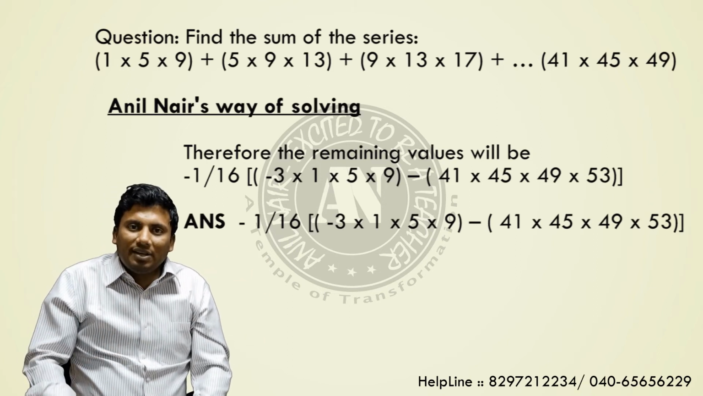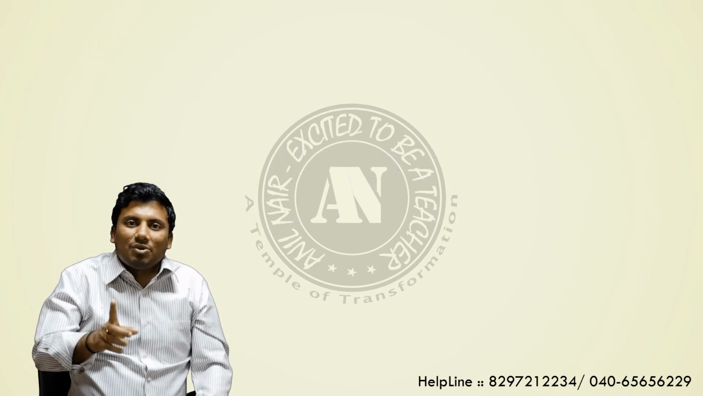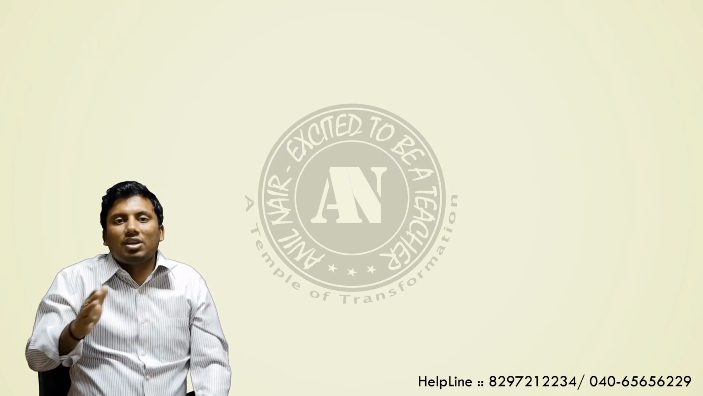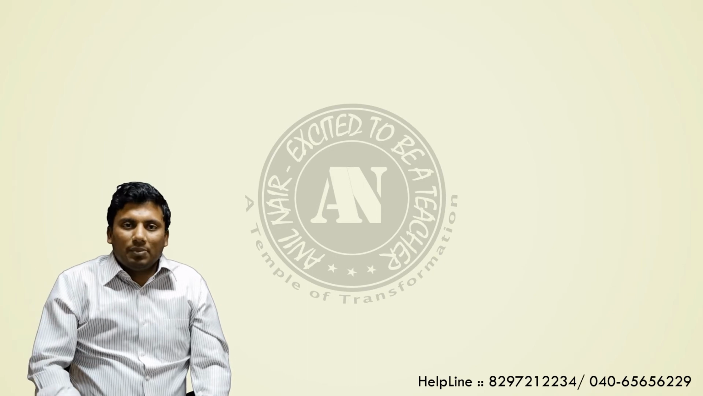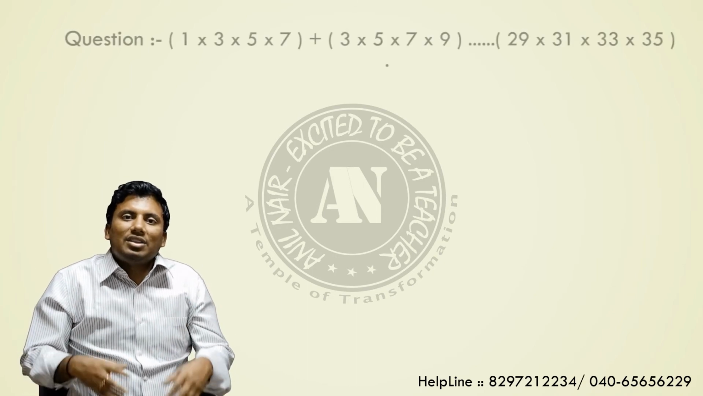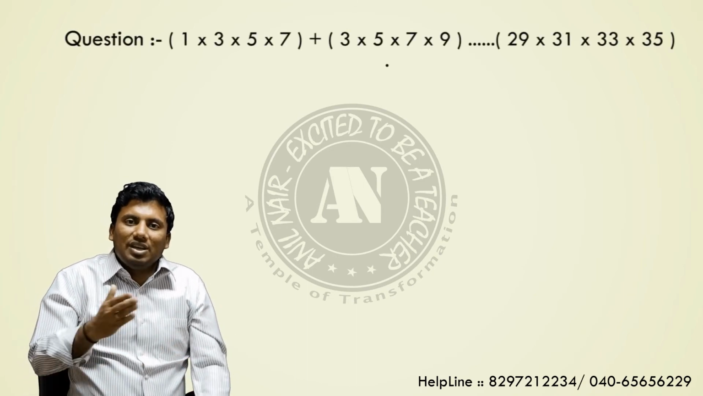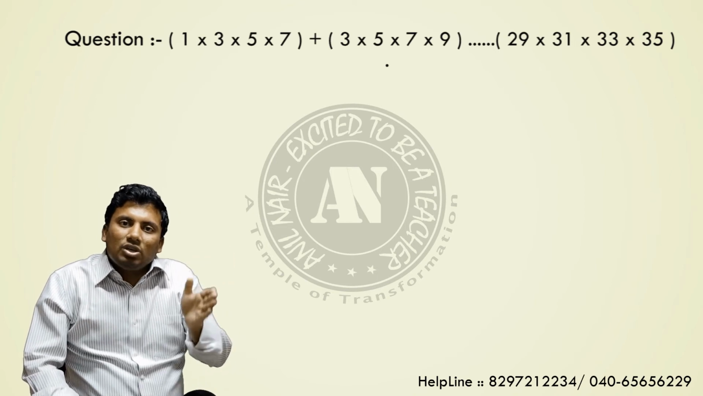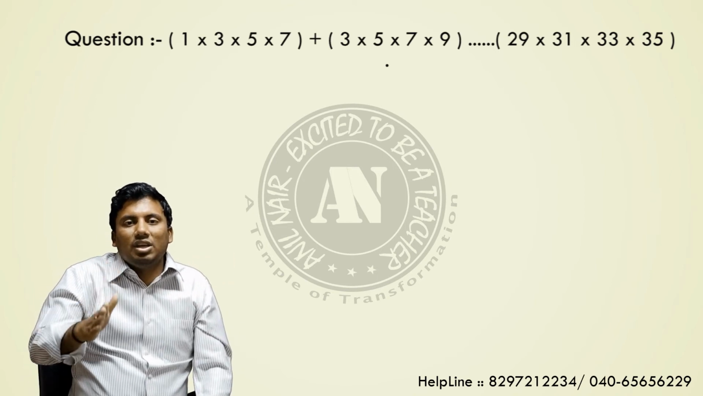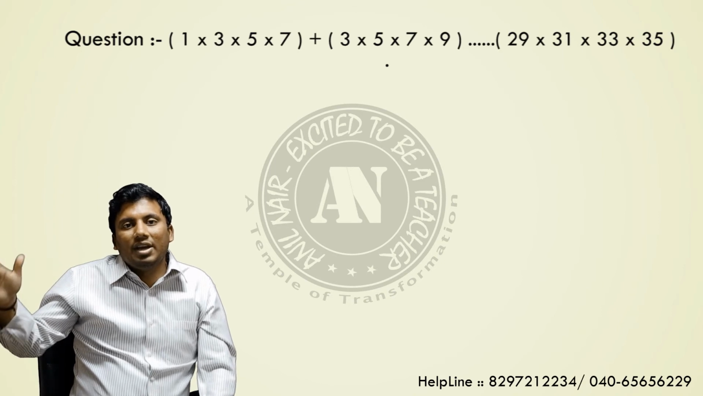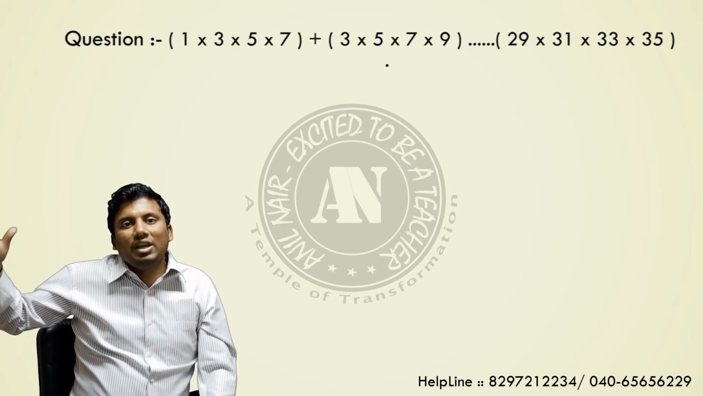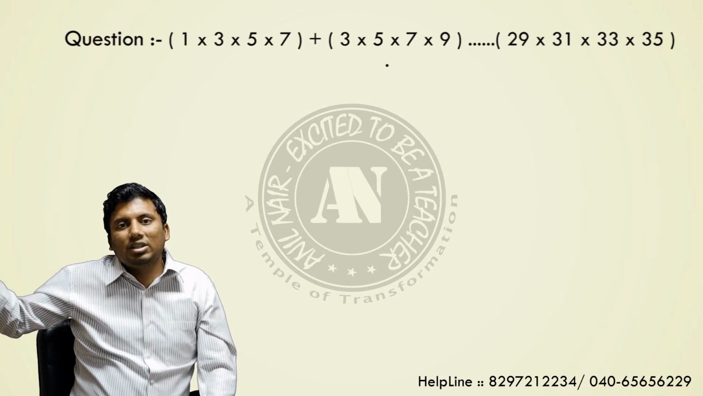Seems to be complicated. Now let me explain another question so that you can solve the question without using pen on the paper. Question: find the sum of the terms for the series 1 into 3 into 5 into 7 plus 3 into 5 into 7 into 9 and so on up to 29 into 31 into 33 into 35.